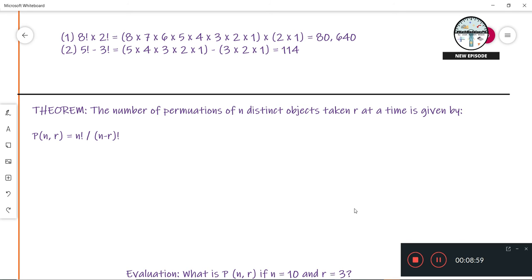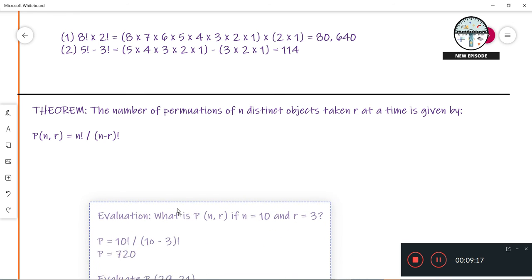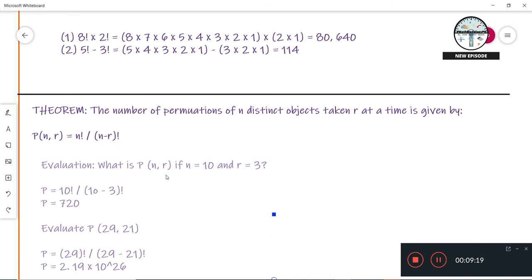Actually, in this theorem, I will have two parts. Ang part 1 is ngayon, that is the evaluation again. And the part 2 would be, let us try to solve problems involving permutations. So, let us go to the examples. And how can we use it? Okay, here you go.